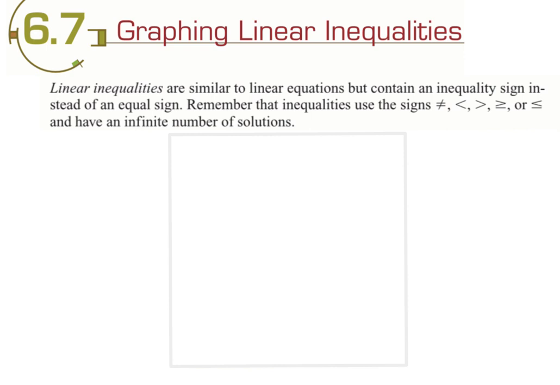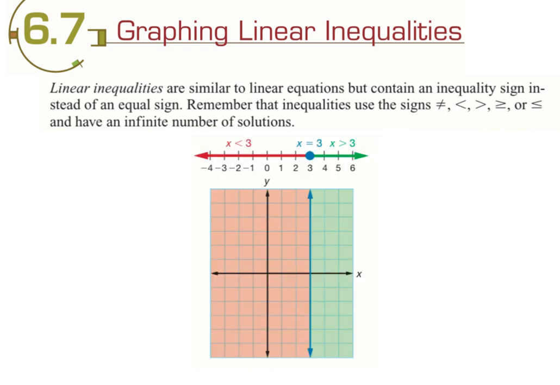You basically split your coordinate plane in half and you are shading parts of the coordinate plane. This is a linear inequality. They're similar to linear equations, but contain inequality signs instead of an equal sign. Then they give you a reminder of what those are: not equal to, less than, greater than or equal to, less than or equal to, and they have an infinite number of solutions. And they show you a picture there. If I have x is less than 3, x is greater than 3, and x equals 3 on a number line, that's what we have there.